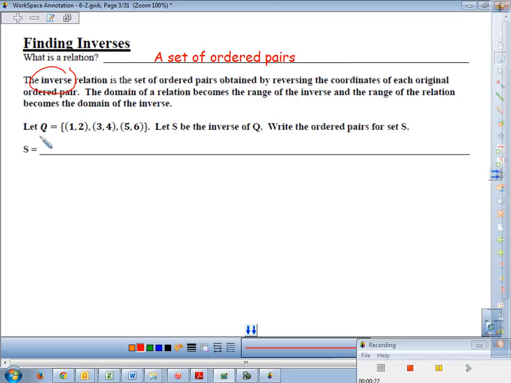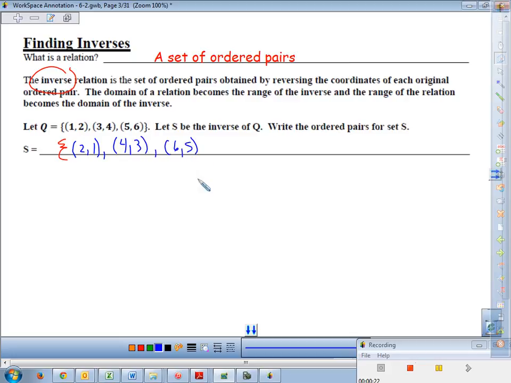So if this is a relation, which it is, Q right here, isn't that a set of ordered pairs right here? And they want us to find set S to be the inverse. Well, we definitely know it's a set. All we got to do is take those particular ordered pairs and switch x and y around. So if the first point is (1, 2), the first one would be (2, 1) in its inverse, and etc. Separate them with commas, put parentheses around the particular ordered pairs.